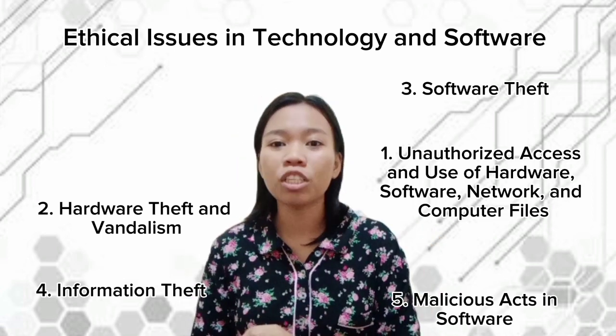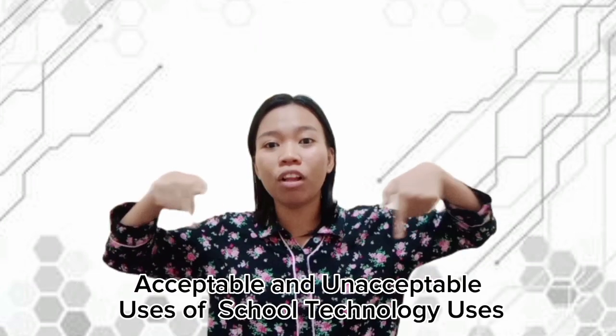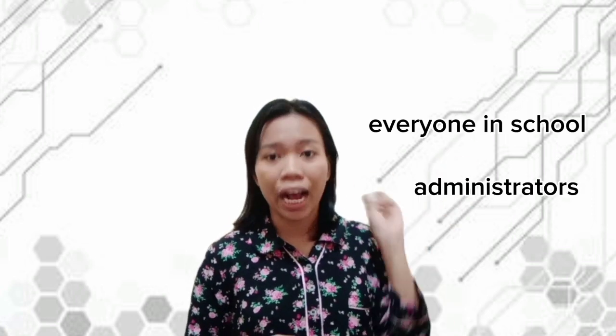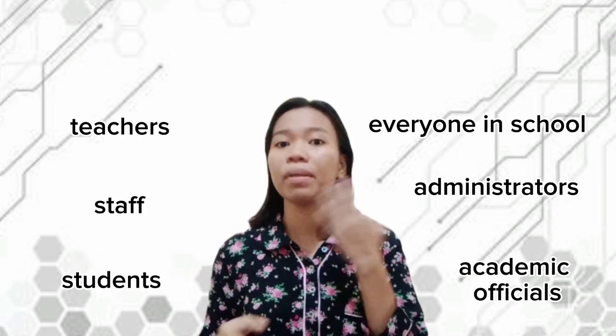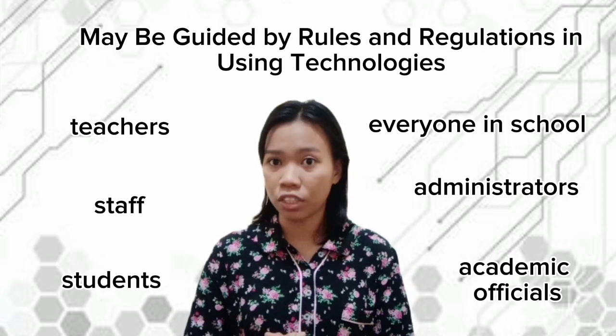Now, let's move on to the next subtopic, which is the acceptable and unacceptable uses of school technology. Schools may have different rules, regulations, or policies in implementing acceptable and unacceptable use of school technology. It is important to set these policies so everyone in school, administrators, academic officials, teachers, staff, and students may be guided and act accordingly in the proper use of school technologies.